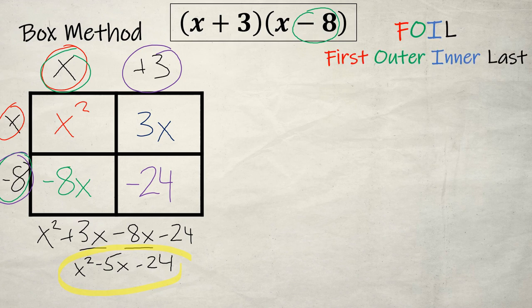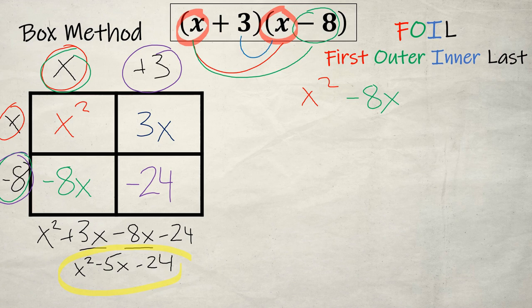If we want to use FOIL, then I'm looking at my first terms. That's x times x. Okay, so x times x gives us x squared. And then we look at our outer terms. So x times negative 8 gives us negative 8x. Then we look at the inner terms. 3 times x gives us 3x. And our last terms, 3 times negative 8 gives us negative 24. Don't forget those negative signs.